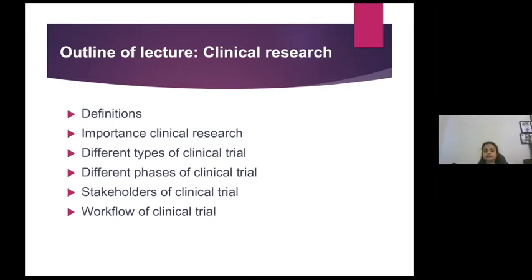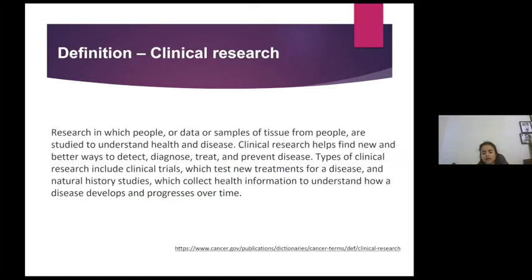Now, the most recent clinical trials you must have followed in the news are, of course, the COVID-19 trials. So when you listen to this framework, try to relate it with the COVID-19 trials, and I'll make the appropriate references. The FDA and the NIH define clinical research as research in which people, data, or samples of human tissues are studied to understand health and disease. It helps us find new ways to detect, diagnose, and prevent diseases.